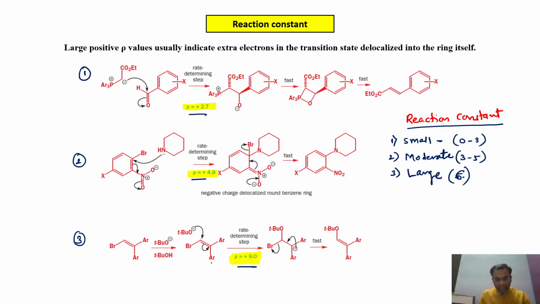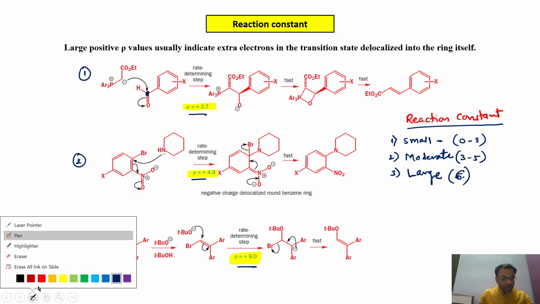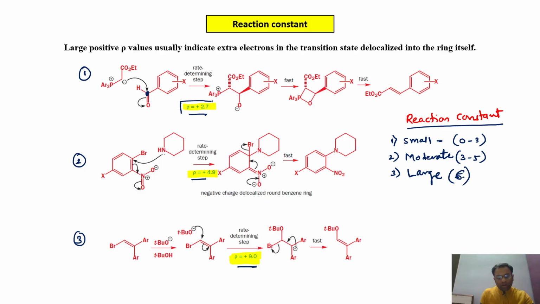It means the electron density in all these three reactions is coming towards the reaction center. As the sign of the value of the reaction constant is positive for all three reactions, it indicates that the electron density is coming towards the reaction center during the transition state or during intermediate formation. So for the first reaction we have a small rho value.